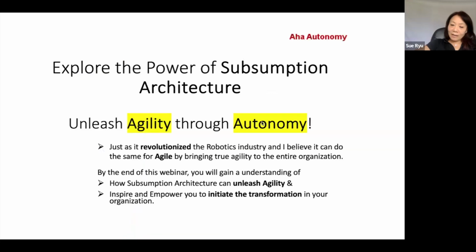Okay, thank you, Wei. Thank you for that nice introduction. And thank you, two ladies, for joining me today to explore the power of subsumption architecture. I believe that just as it revolutionized the robotics industry, you can do the same for Agile by bringing true agility to the entire organization. Hopefully by the end of this webinar, you will gain an understanding of how subsumption architecture can unleash agility and inspire and empower you to initiate this transformation in your organization.